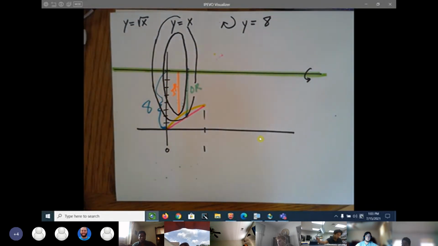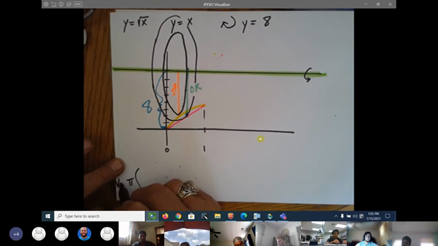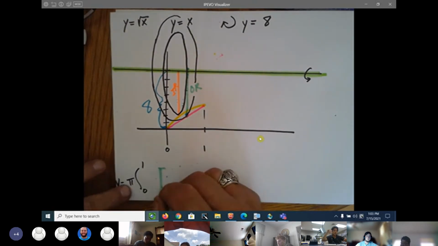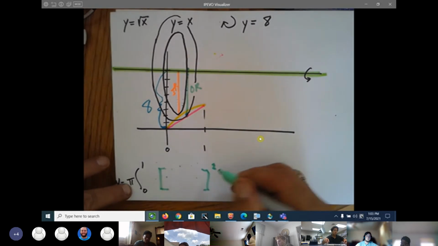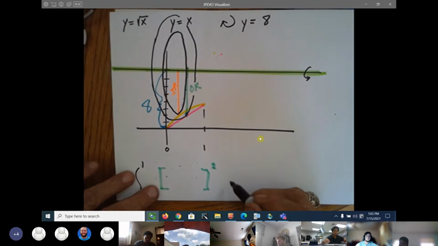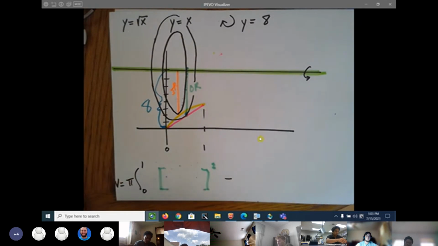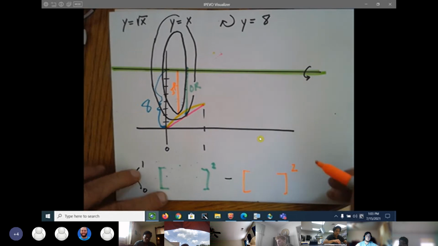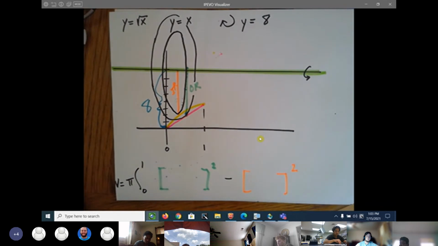So let's go with pi, volume equals the integral from 0 to 1 of my outside radius squared minus my inside radius squared dx.